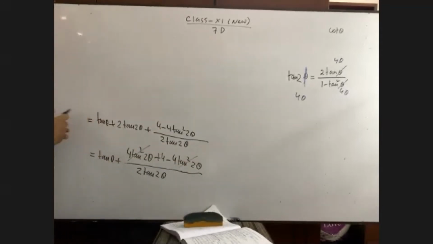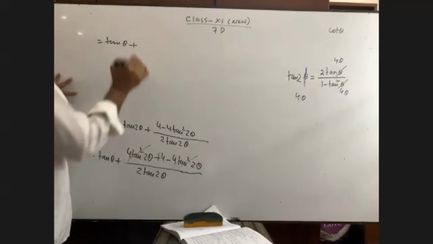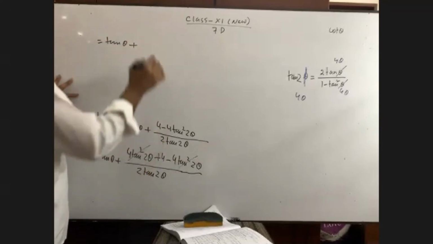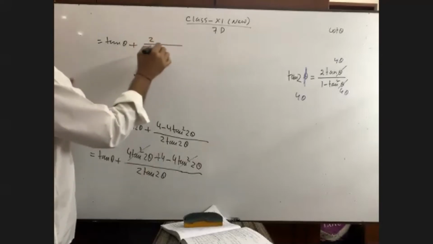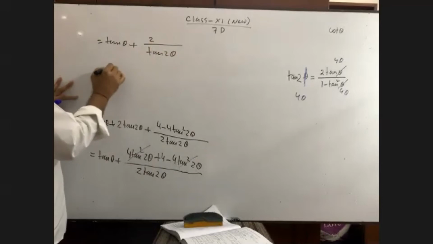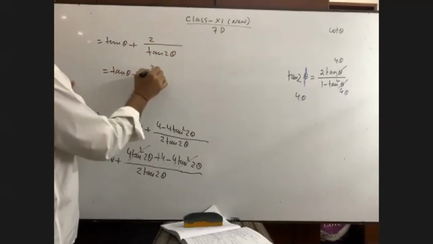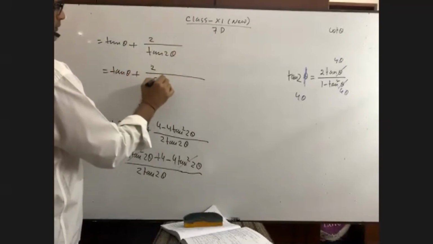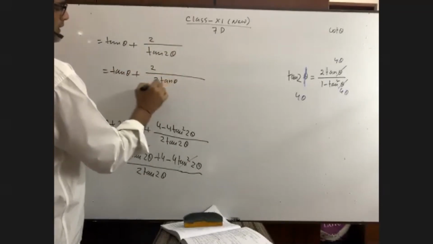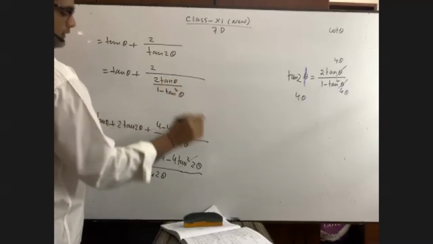Okay, this will be omitted. Now you see tan theta plus, it will be omitted, and we will be left with 2 by tan 2 theta. Now you calculate what is the formula of tan 2 theta. Very easy and simple now. 2 tan theta by 1 minus tan square theta.